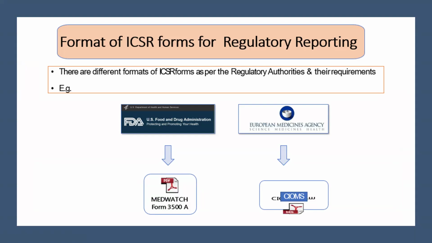So why are these forms required? These forms are also key documents, and they are required to submit the cases to the different authorities. Like the FDA requires MedWatch, and MedWatch is also of two types, 3500 and 3500A, and CIOMS is required by the European Medicines Agency. And if you do not have any of the forms, you can send the information manually by email as well. Okay, let's see how these forms look.